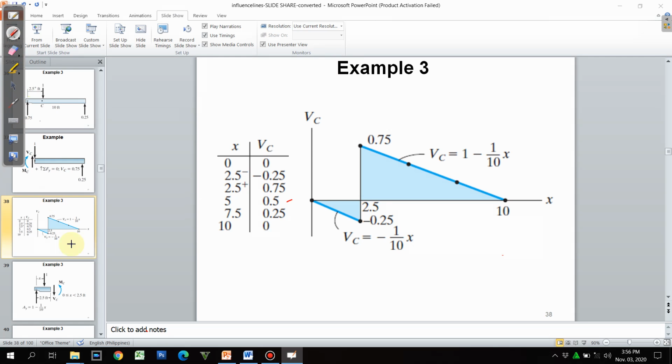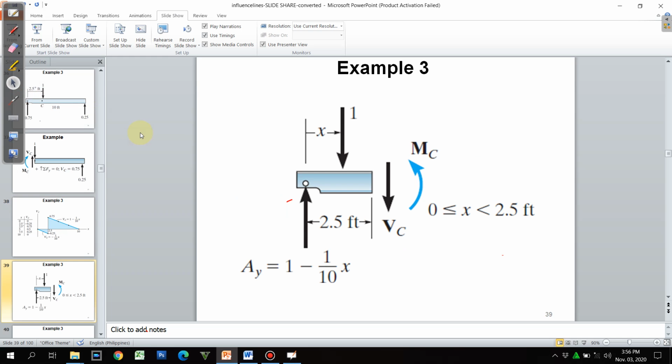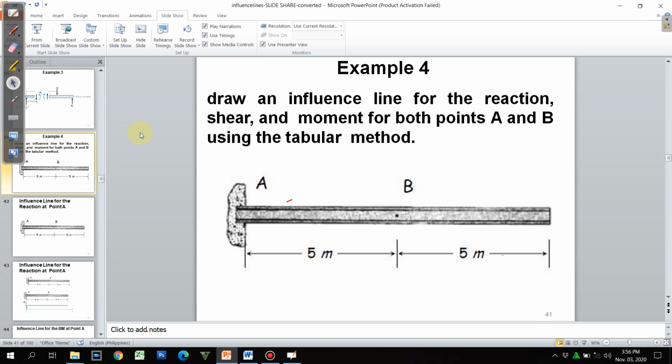So next, let us now consider number 4 example. Draw an influence line for the reaction, shear and moment for both points A and B using the tabular method.